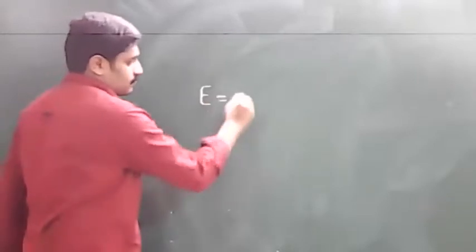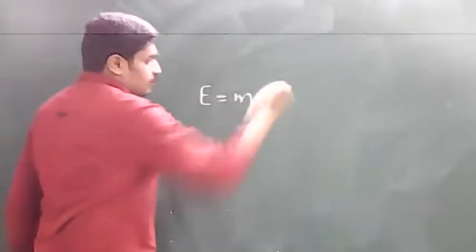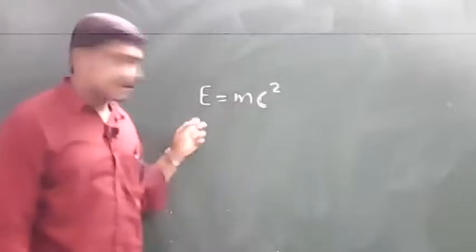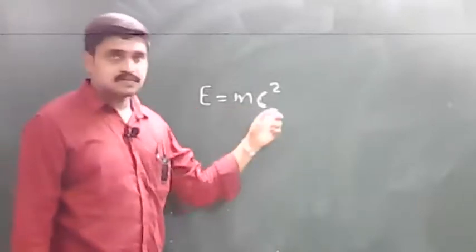In this chapter, section B, nuclear fission and fusion. Okay, hope you remember Einstein's famous equation, E equal to mc square. What does the equation mean? E for energy, m for mass, c for the speed of light.